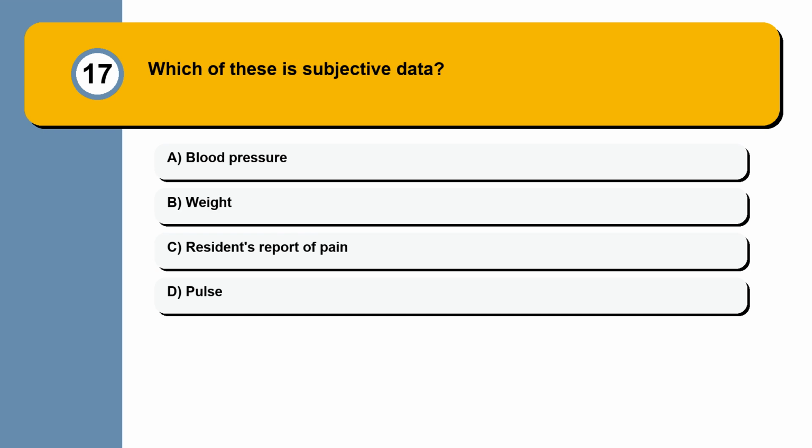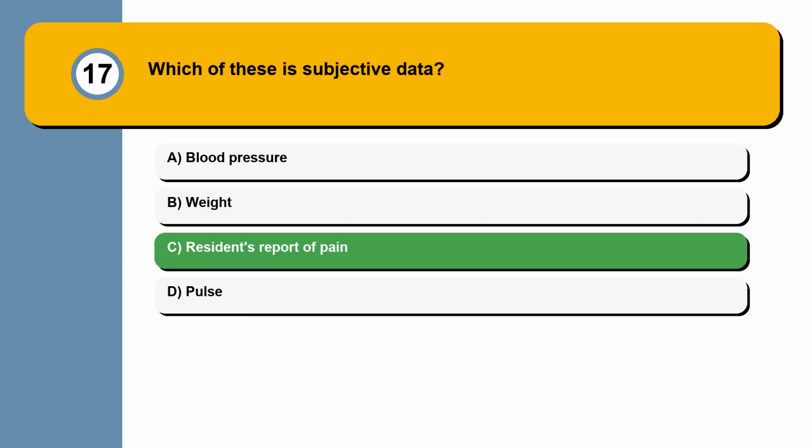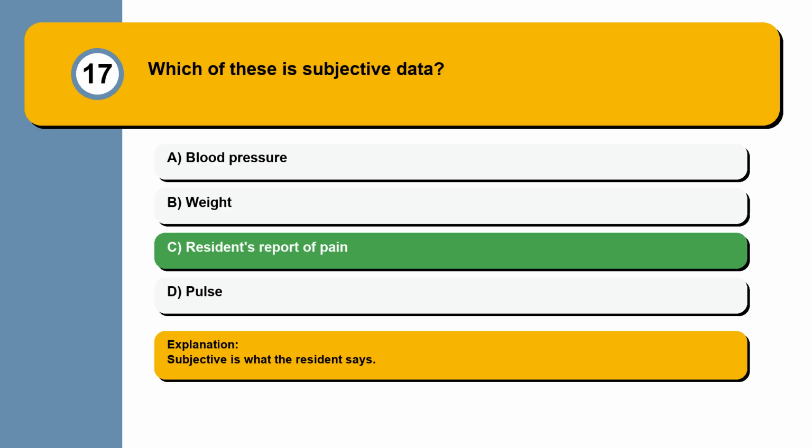Question 17. Which of these is subjective data? Blood pressure, weight, resident's report of pain, pulse. Subjective is what the resident says.